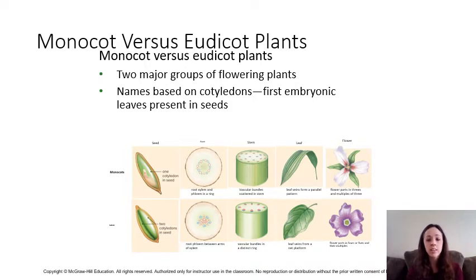Flowering plants can be divided into two groups, monocots and eudicots. Whether a plant is one or the other depends on the number of cotyledons present inside the seeds. Cotyledons are the first embryonic leaves present in the seeds, but usually cotyledons will disappear once the first true leaves of the plant appear.